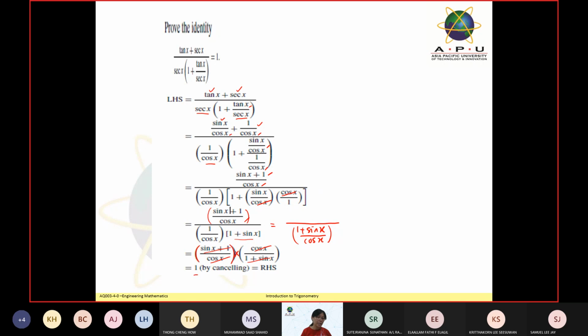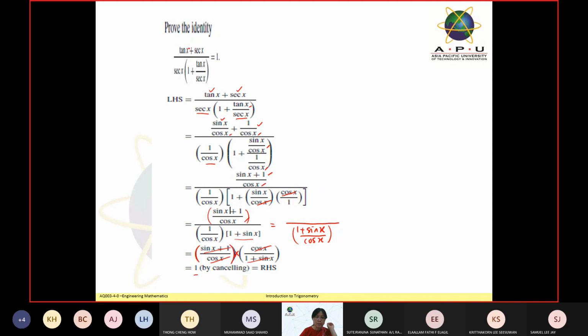Can you understand this question? Is that clear? Miss, I just wanted to ask, is it possible to skip the middle working and just change tan x over sec x to sin x?